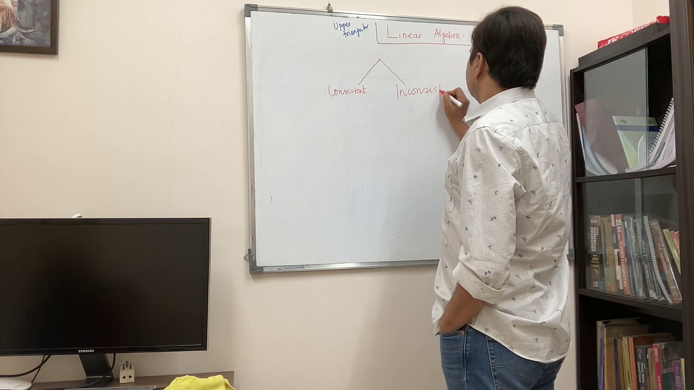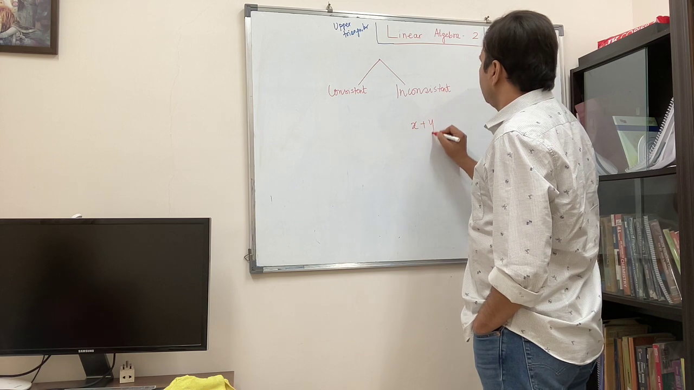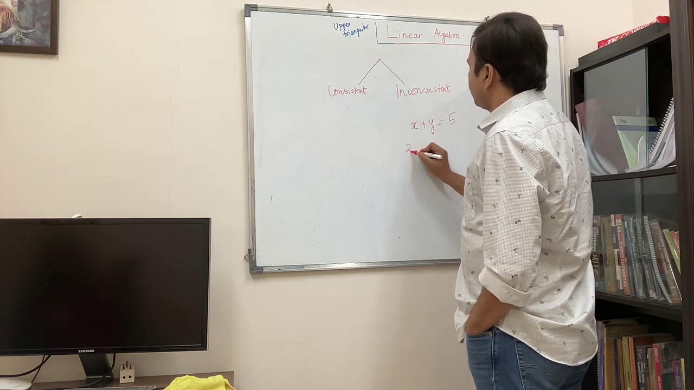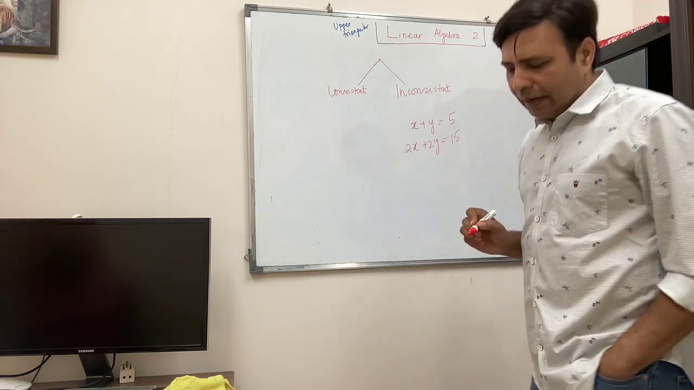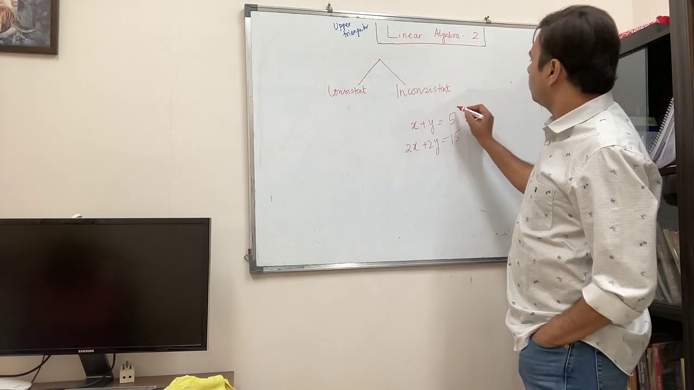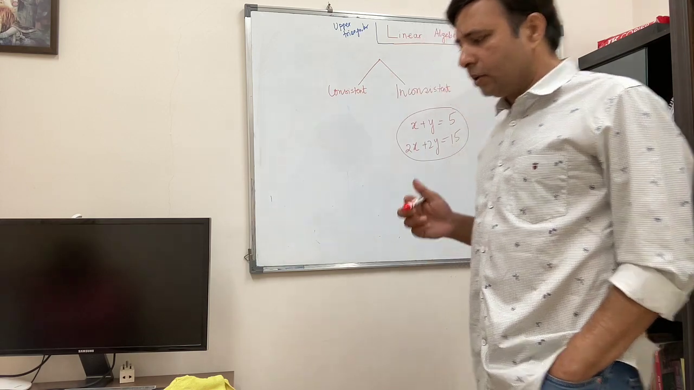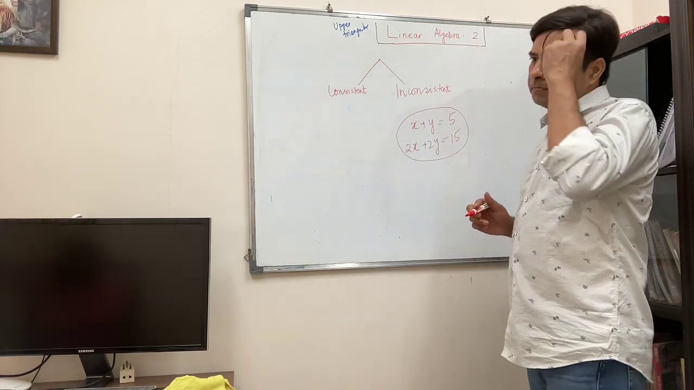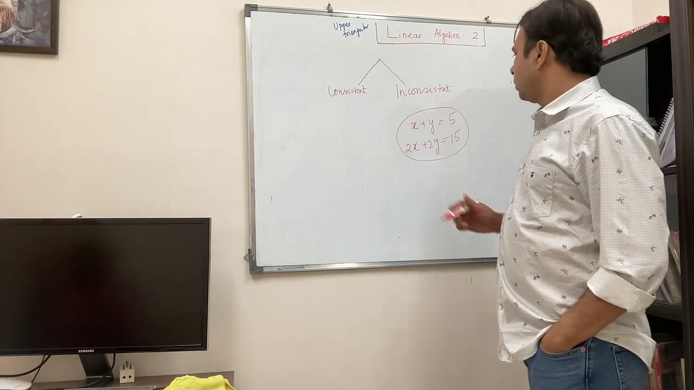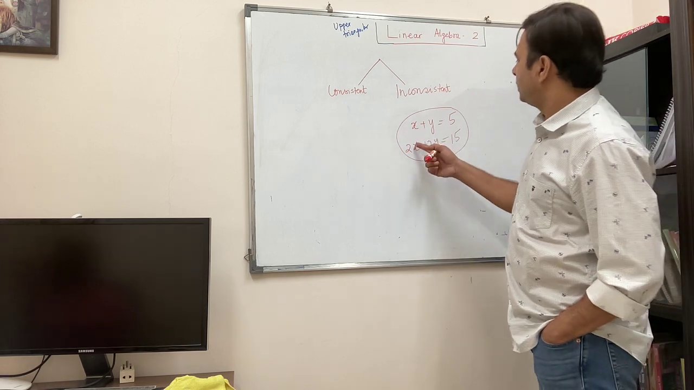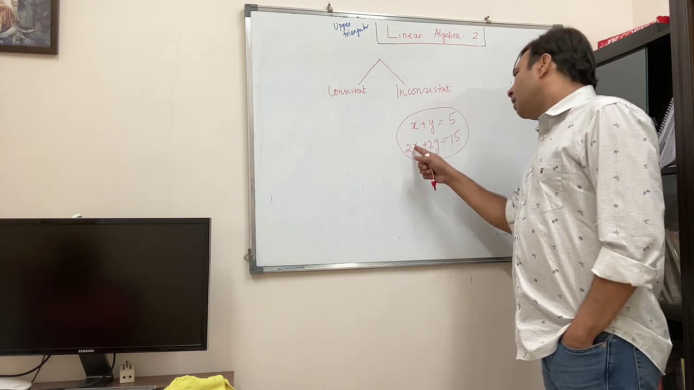What do I mean by inconsistent? Let's say I give you two equations: x plus y is equal to 5, and 2x plus 2y is equal to 15. Are the two equations together consistent or inconsistent? Inconsistent. Why are they inconsistent, Anushka? Because the left side of the second equation is basically 2 times the first equation, so it's not possible.